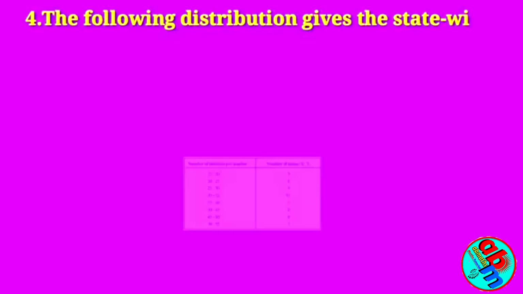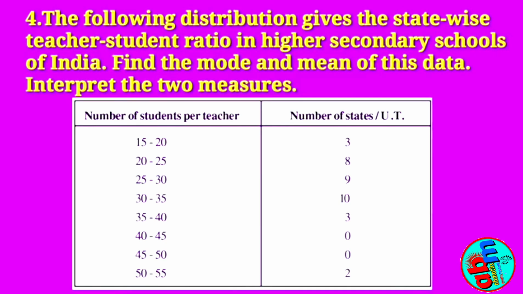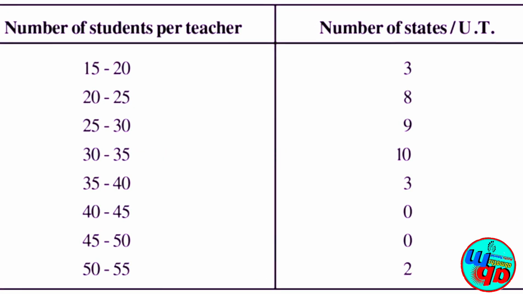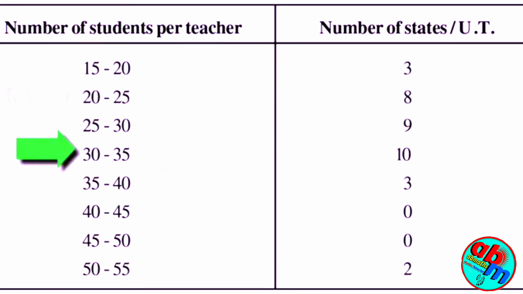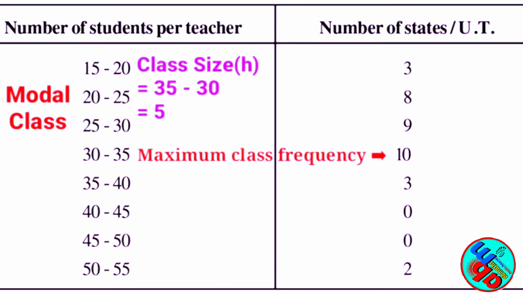Here we have a question. The following distribution gives the state-wise teacher-student ratio in higher secondary schools of India. Find the mode and mean of this data. Interpret the two measures. From this table we observe that the maximum class frequency is 10, belonging to the class interval 30 to 35. So the modal class is 30 to 35. Class size is 35 minus 30, which is 5.